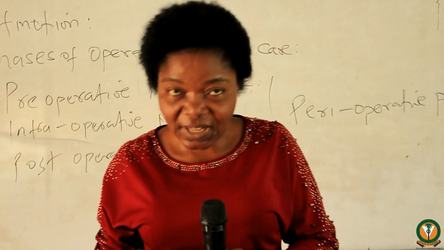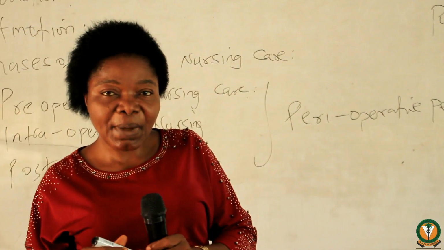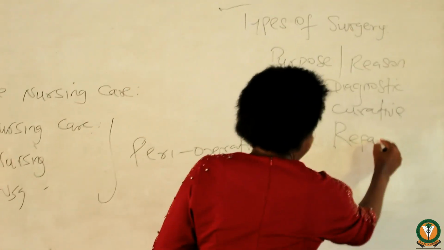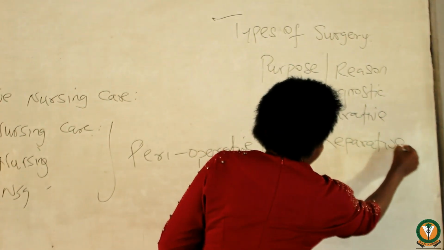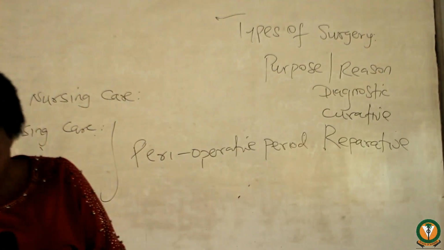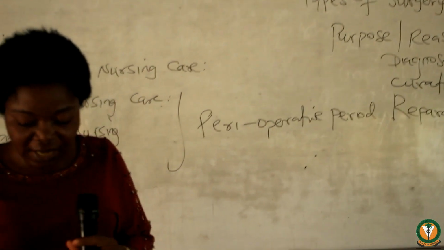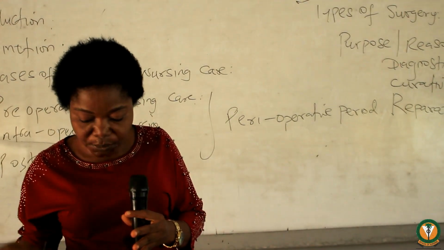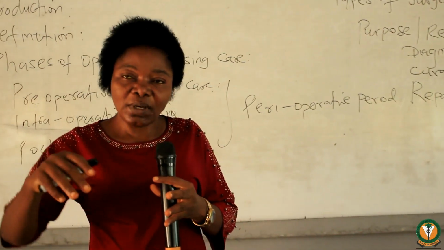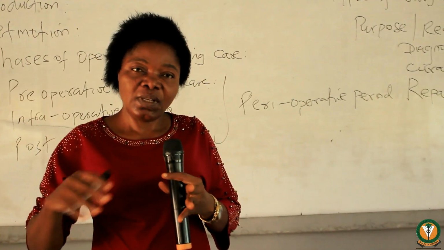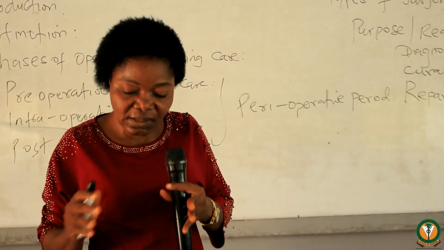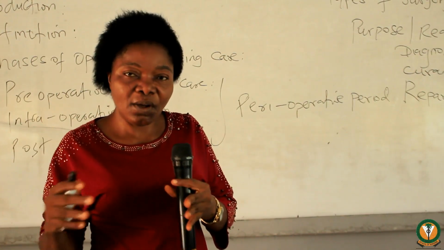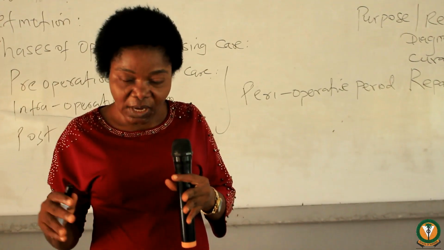The third type of surgery we have is reparative surgery. It is done to repair a tissue or an organ. Example is multiple wound repair. When a patient has lacerated wounds, you do it to repair them. Or somebody that has vesicovaginal fistula, you do a repair of that fistula for the organ to start functioning properly.